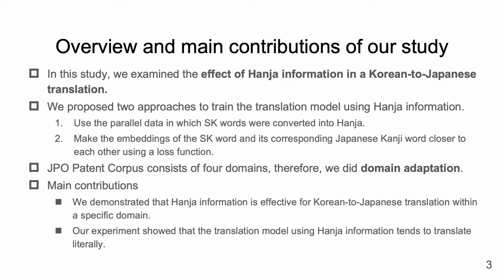Therefore, in this study, we examine the effect of Hanja information in Korean to Japanese translation. To train the translation model using Hanja information, we propose two approaches. In addition, the JPO patent corpus consists of 4 domains. Therefore, we also did domain adaptation. Our experiment showed that Hanja information is effective for Korean to Japanese translation within a specific domain. And our experiment showed that the translation model using Hanja information tends to translate literally.